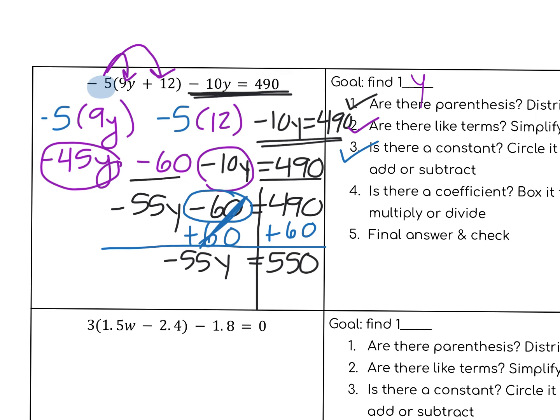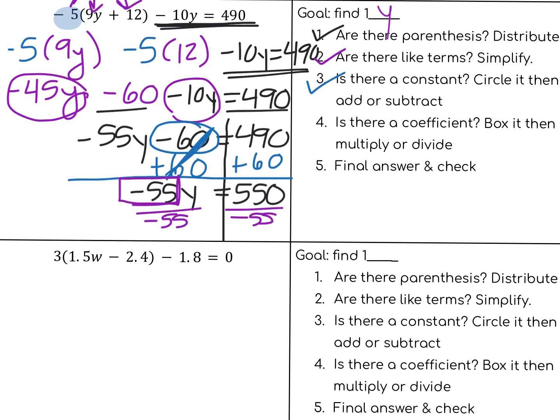So now I have to deal with the coefficient. Is there a coefficient? Box it, then multiply or divide. Yes, there's a coefficient. I'm going to draw a box around negative 55. Negative 55y means negative 55 times y. To undo that, I'm going to divide by negative 55, and draw a line underneath. Negative 55 divided by negative 55 is 1, so we get 1y. And then 550 divided by negative 55 is negative 10. So I'm just going to rewrite it here so you can see it.